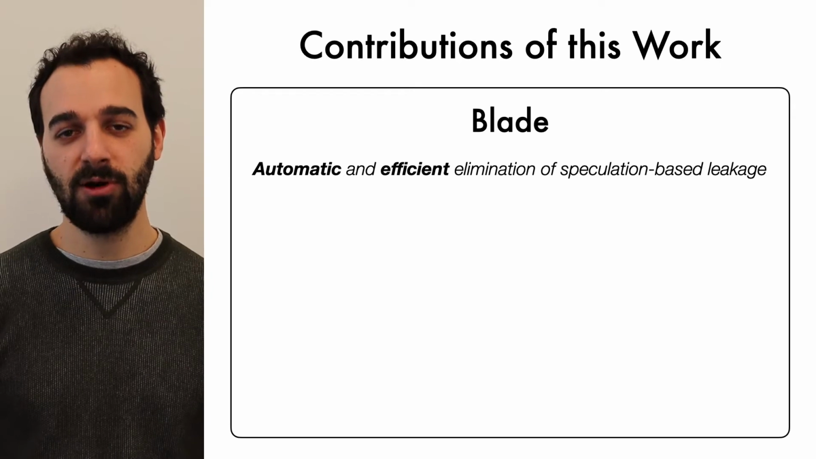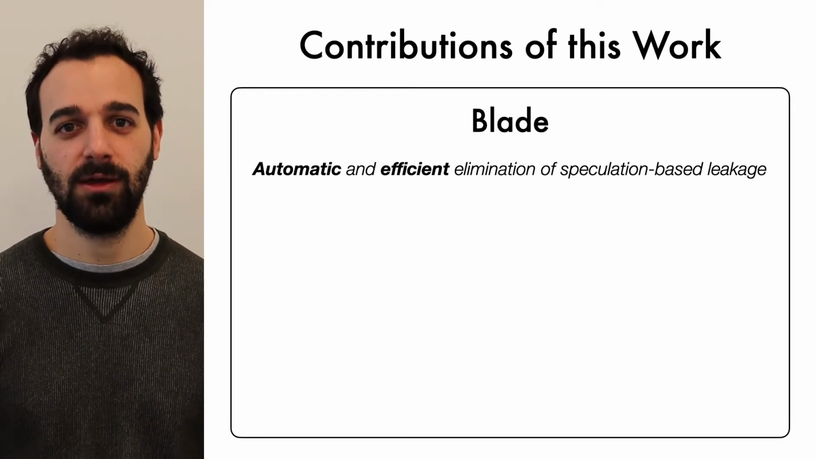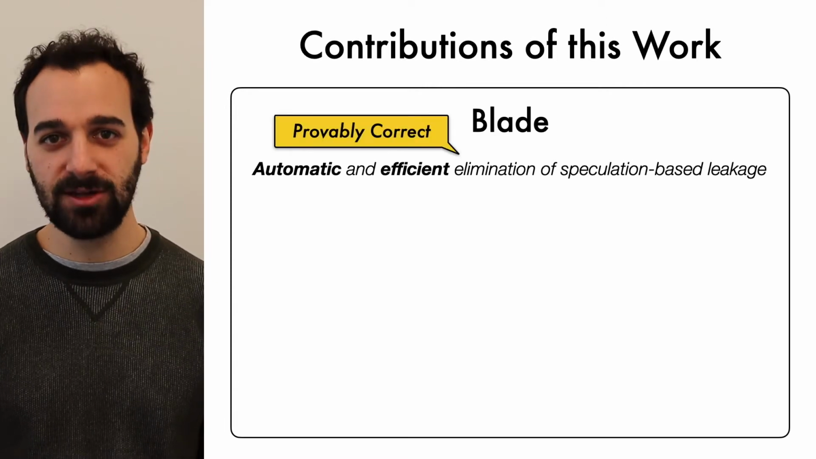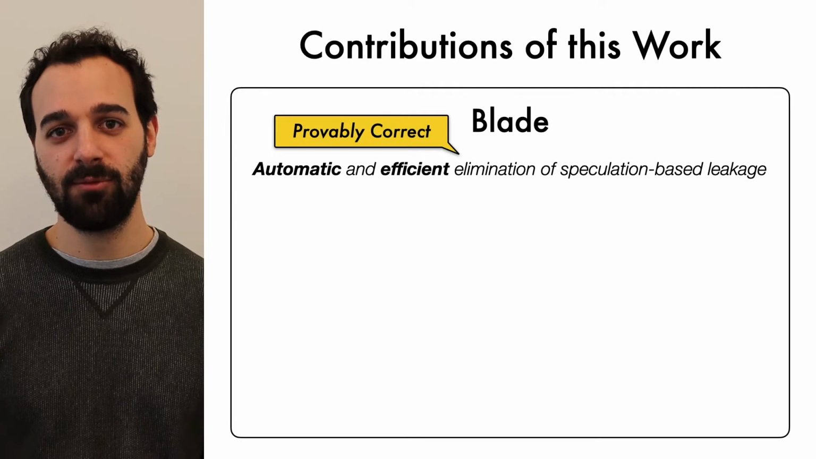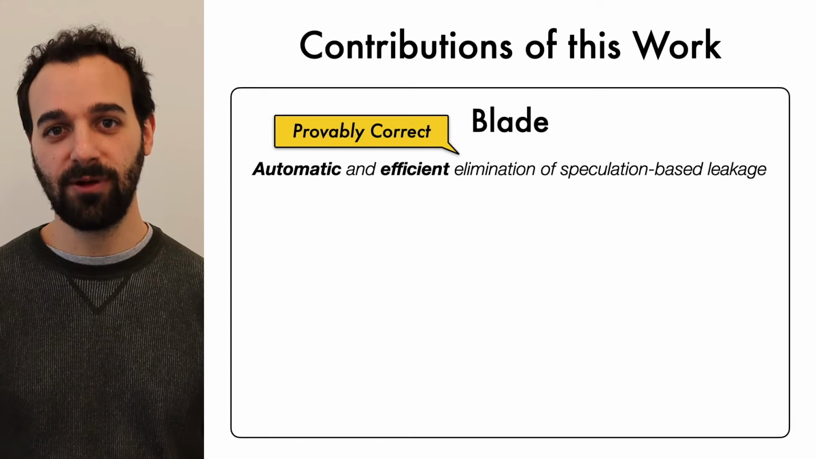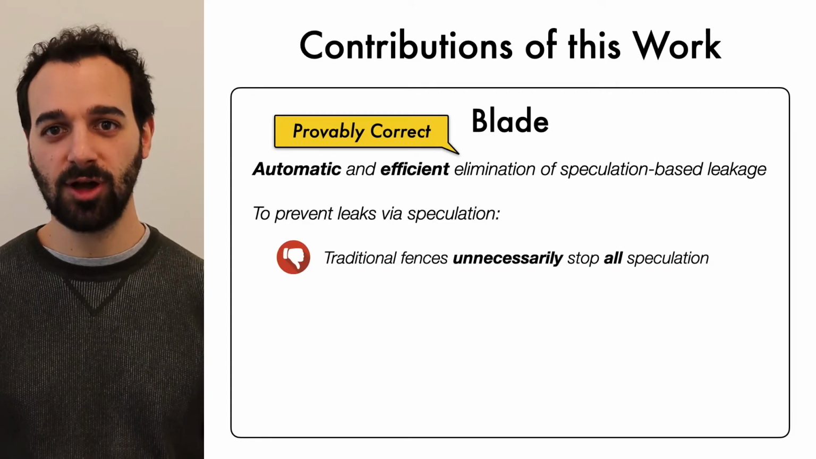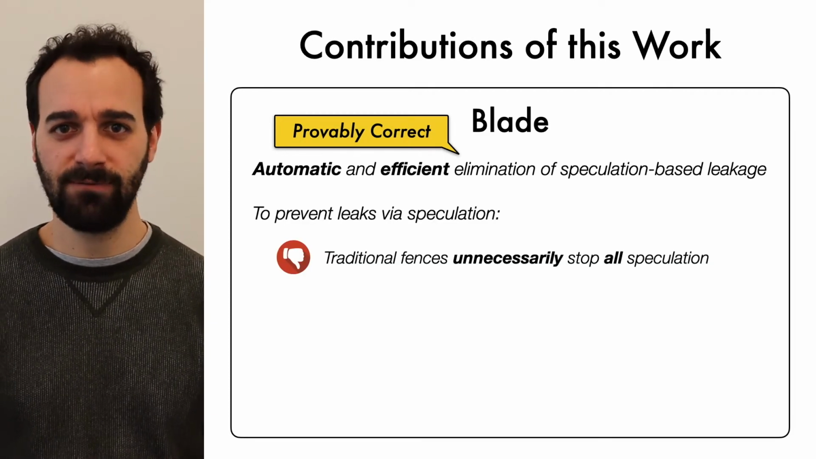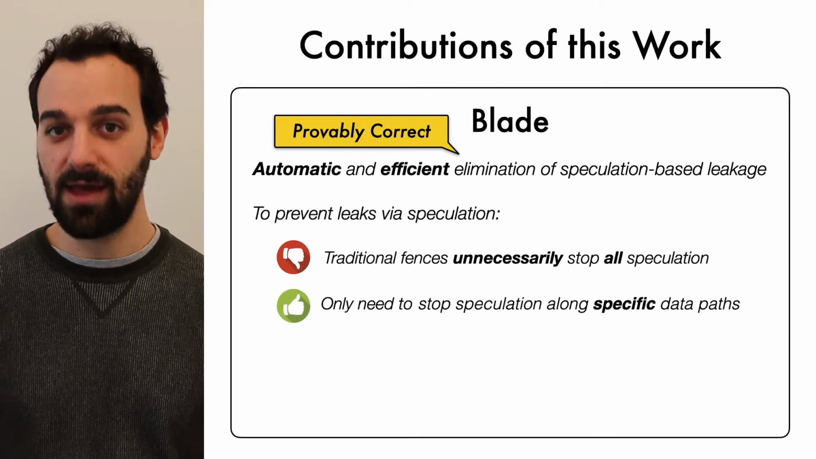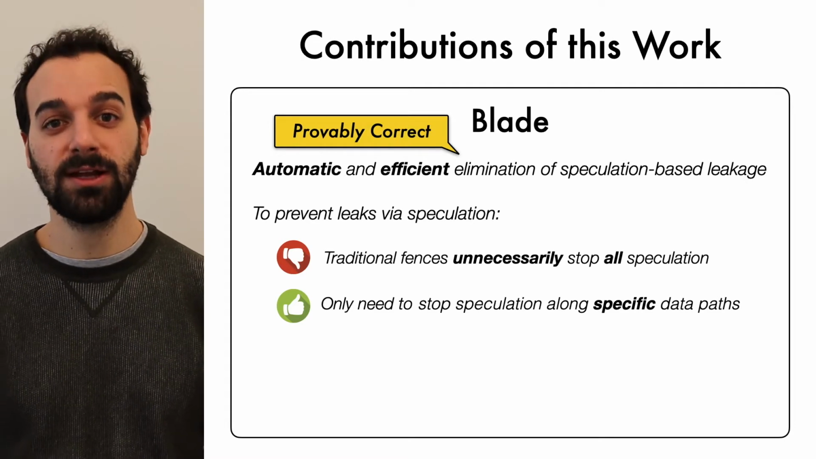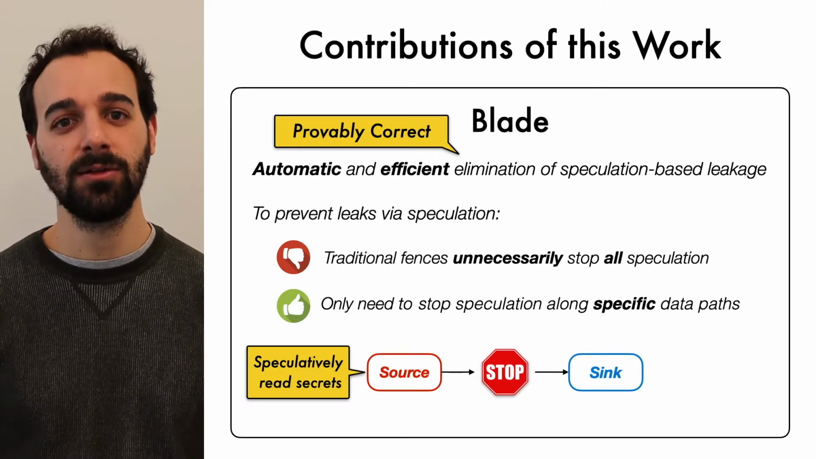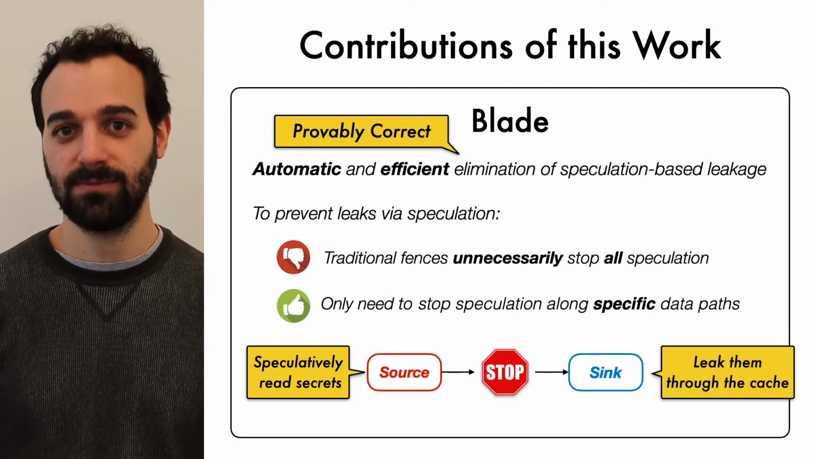In this work, we propose a solution to improve the situation. Blade is a new, fully automatic approach to provably and efficiently eliminate speculative leaks from constant-time cryptographic code. The key insight inside of Blade is that to prevent speculative leaks, we don't need to stop all speculation like memory fences do. Instead, we only need to stop speculation along specific data paths. In particular, we only need to cut the data flow from source expressions that speculatively read secrets to sink expressions which leak them through the cache.